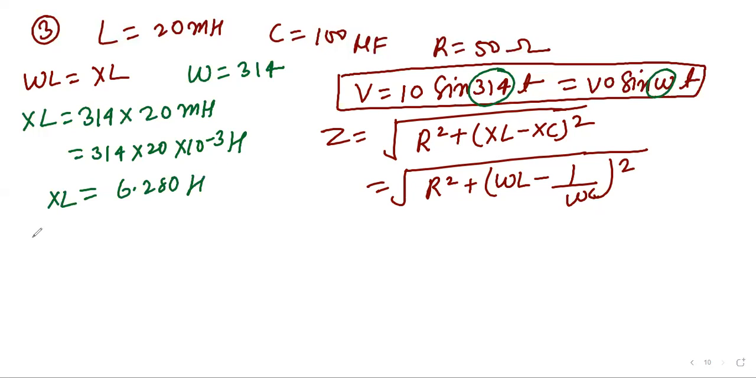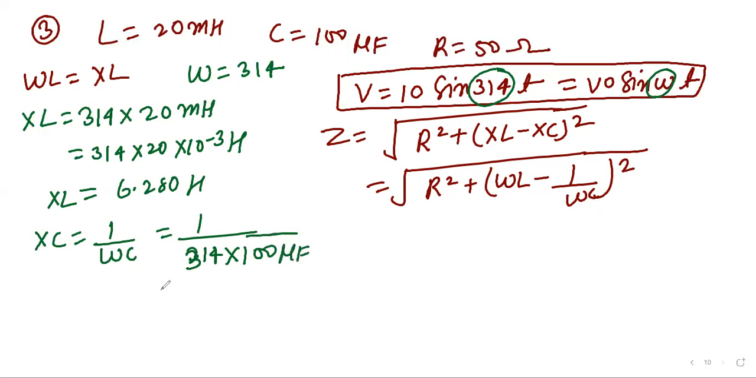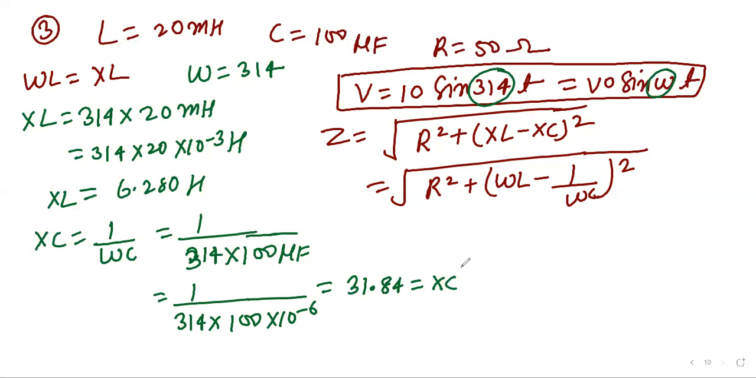In a similar manner, calculate XC. XC is nothing but 1 upon omega C. So it is 1 upon 314 into C, where C is equal to 100 microfarad. It comes out to be 314 into 100 micro, meaning 10 raised to the minus 6. So it is coming out to be 31.84, equal to XC.